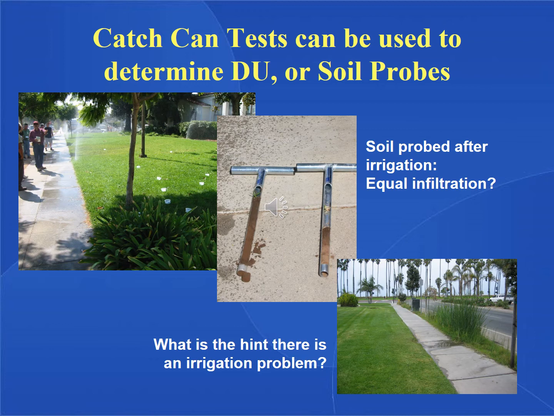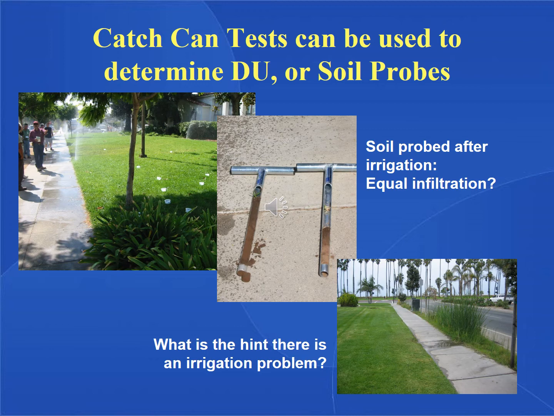So after the catch can test is run, you can see which areas received less irrigation than others. You can do that just by looking at the amount of water. Also do it using a soil probe to see the different depths that the water went in while that irrigation system was on, and you can see which areas are getting more water than others.